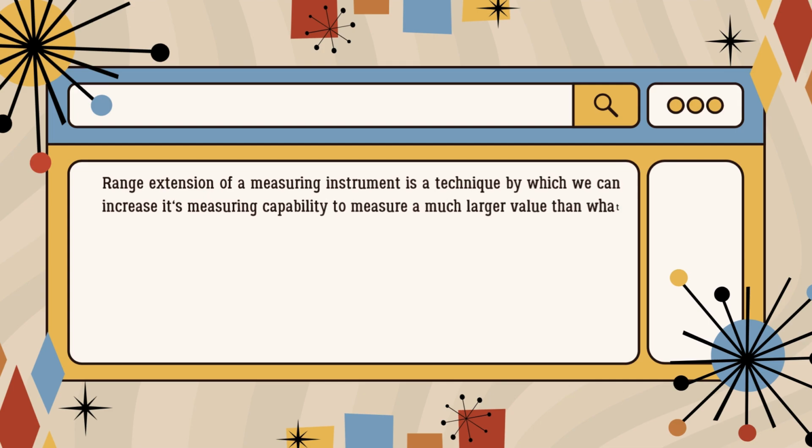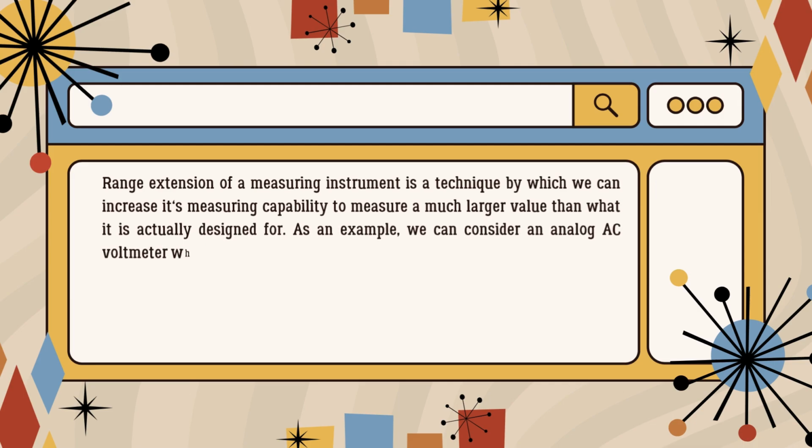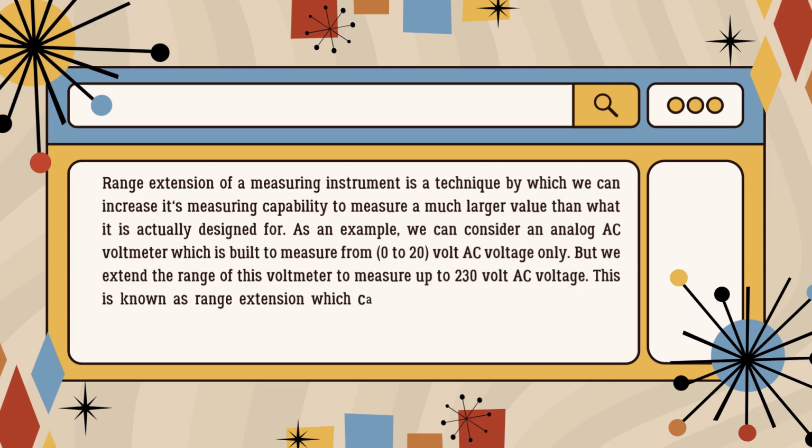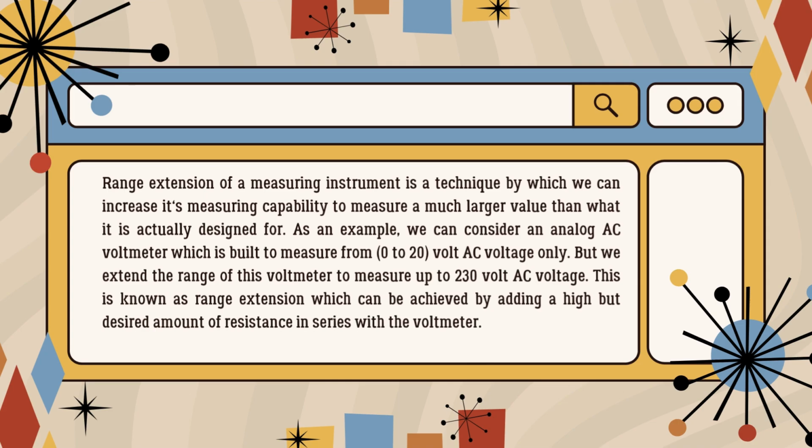As an example, we can consider an analog AC voltmeter which is built to measure from 0 to 20 volt AC voltage only. But we extend the range of this voltmeter to measure up to 230 volt AC voltage. This is known as range extension, which can be achieved by adding a high but desired amount of resistance in series with the voltmeter.